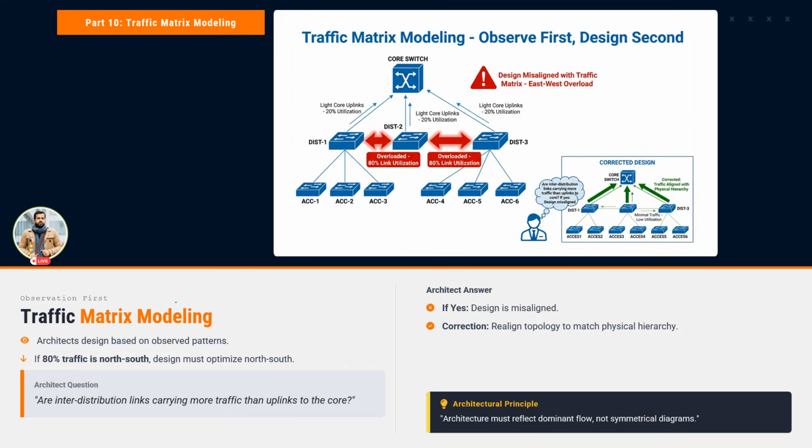Traffic matrix modeling. What should architects be looking at? Design based on observed patterns. If 80% of your traffic is north-south, your design must optimize for north-south. Ask yourself, are interdistribution links carrying more traffic than uplinks to core? If yes, your design is misaligned. Architecture must reflect dominant flow, not just symmetrical diagrams that look pretty.